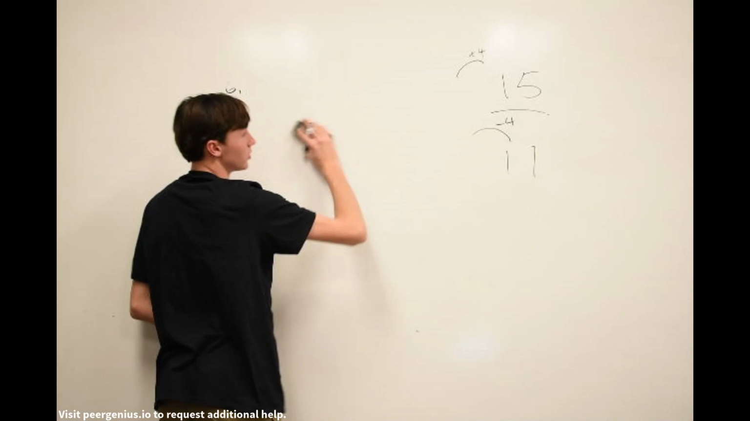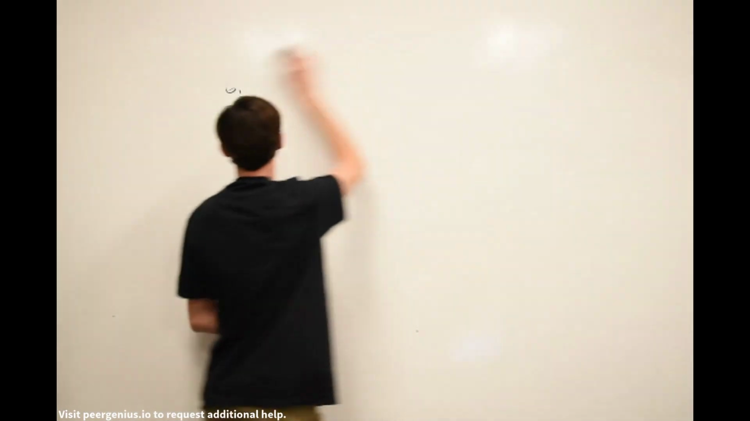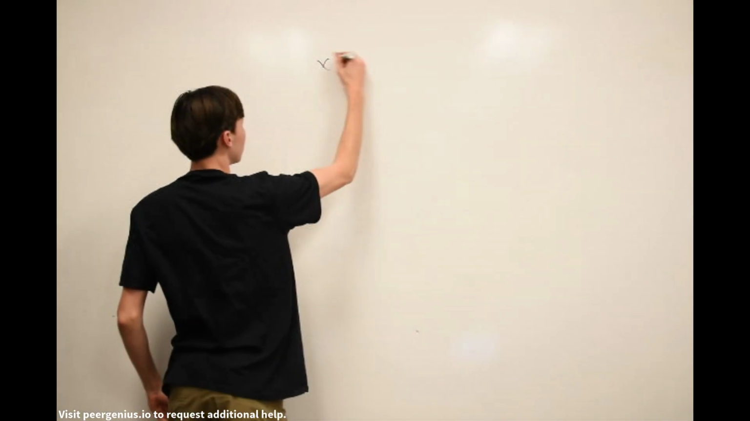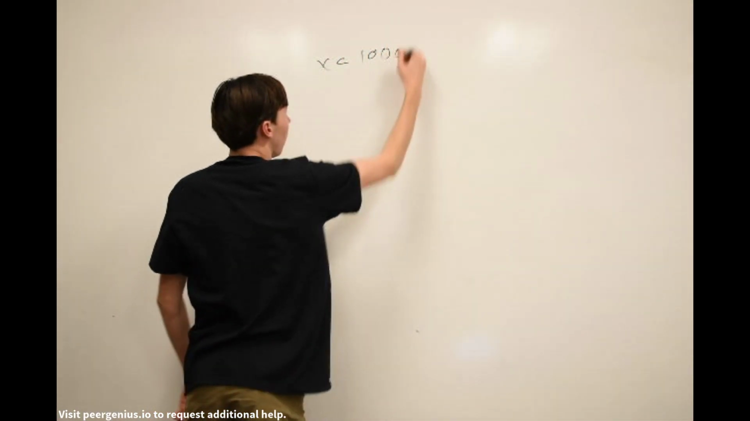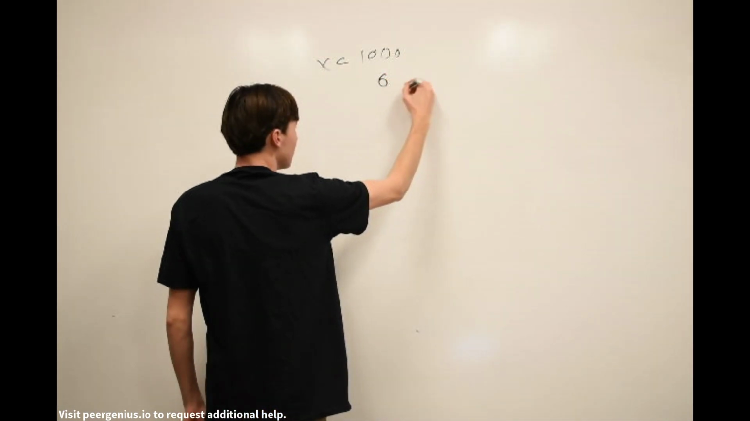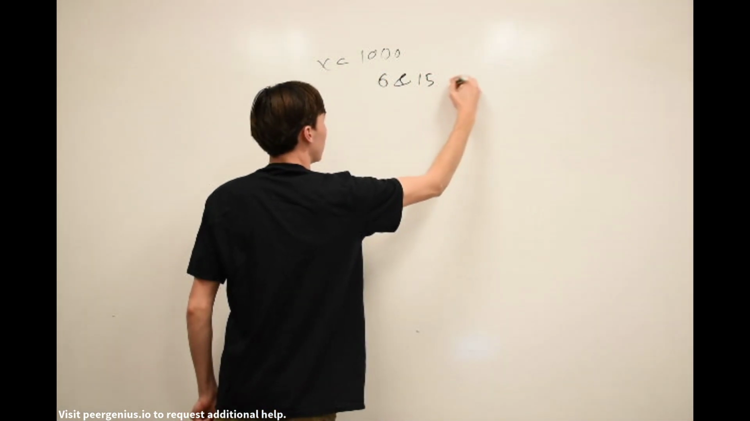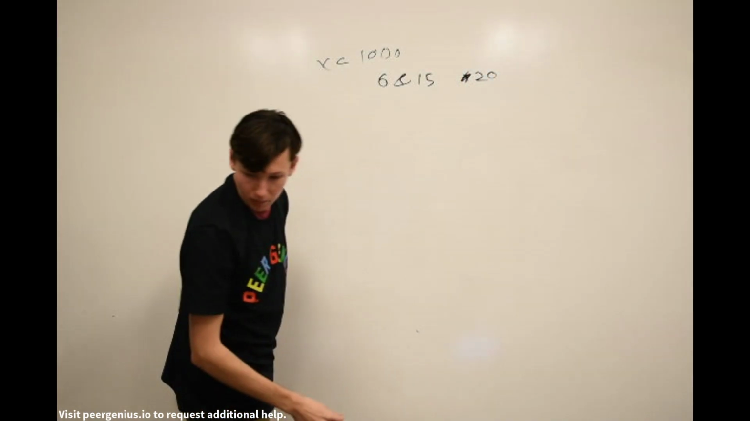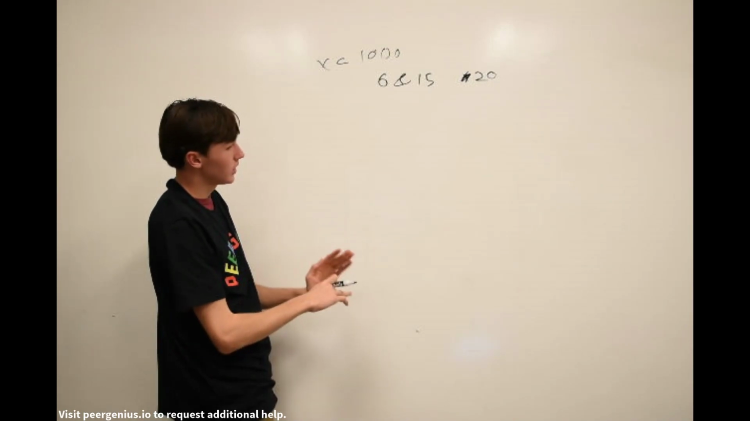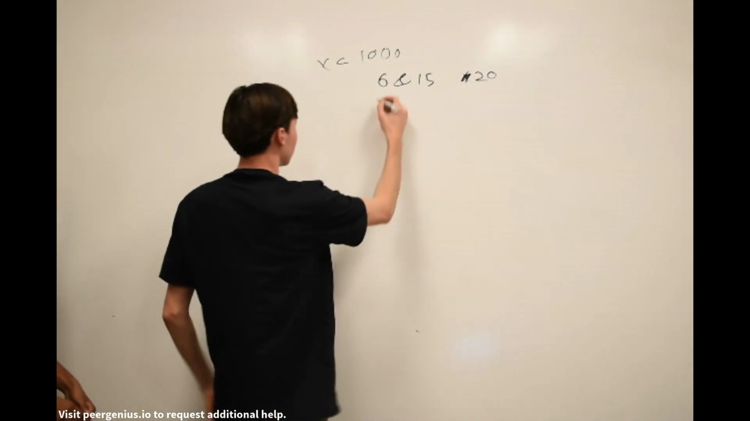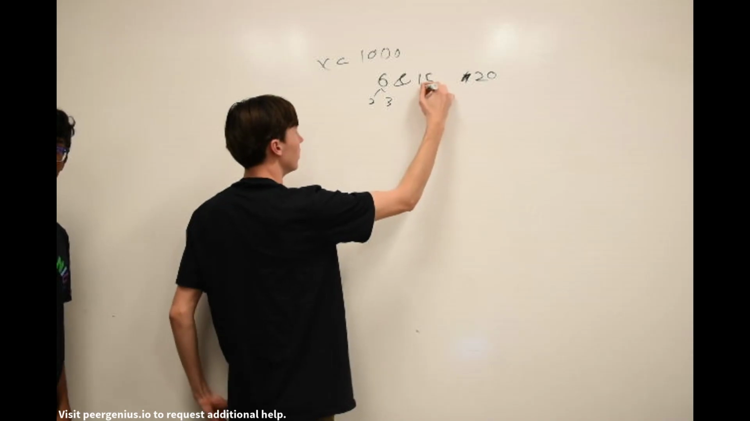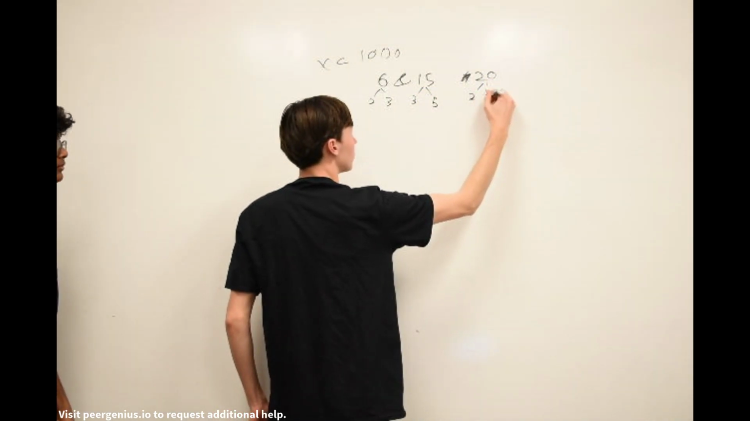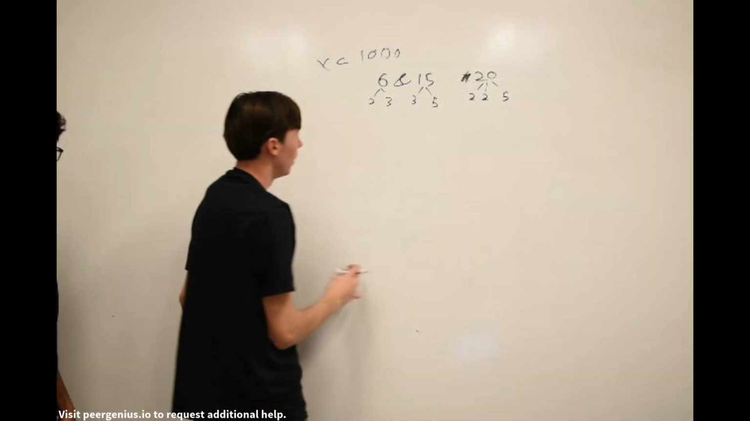So question 7 is asking how many positive integers less than 1,000 are divisible by 6 and 15, but not 20. And the way you figure this out is it's best to write them out as factors. The factors of 6 are 2 and 3. The factors of 15 are 3 and 5. And the factors of 20 are 2, 2, and 5.